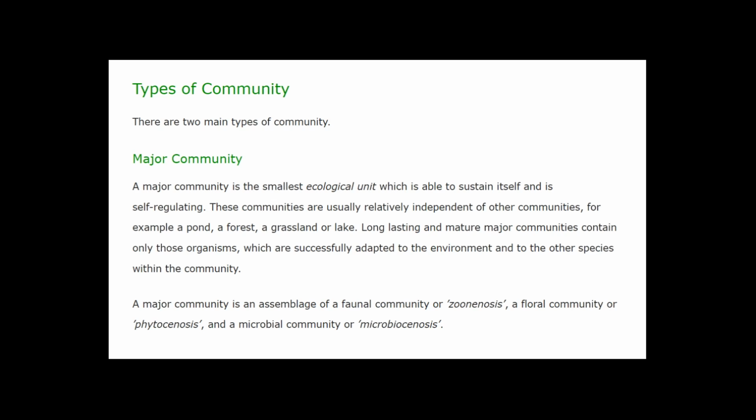Long-lasting and mature major communities contain only those organisms which are successfully adapted to the environment and to other species within the community. A major community is an assemblage of a faunal community, or zoocenosis, or a floral community, which is a phytocenosis, or a microbial community, or microbiocenosis.